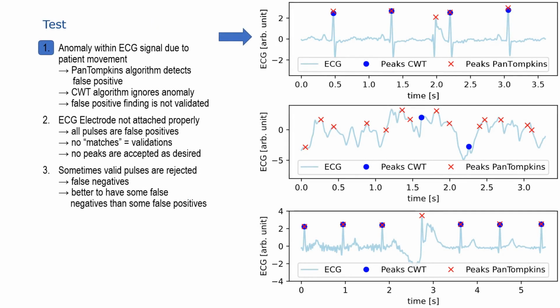On this slide you can see 3 short signal sections containing different errors. In the first picture you can see a small anomaly within the signal at around 2 seconds. This anomaly is detected as a pulse by the Pan-Tompkins algorithm, but not by the frequency domain algorithm. All other pulses are detected by both. Therefore, only the valid pulses remain for further processing.